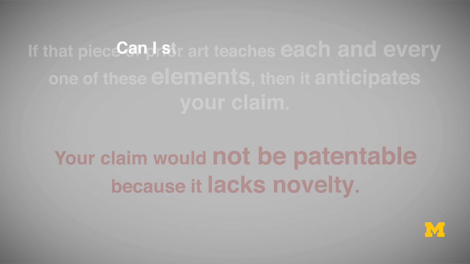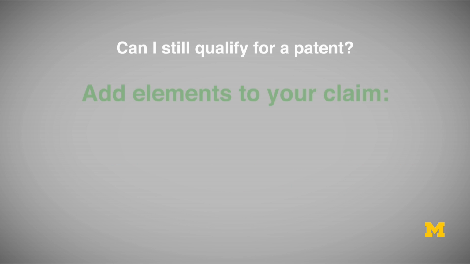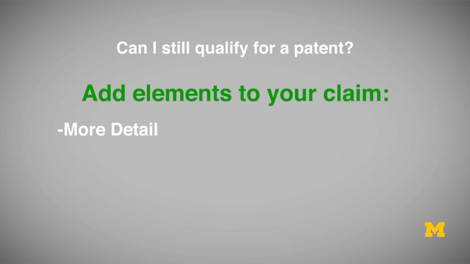What could you do? Well, you can add elements to your claim. Perhaps you can add more detail to these existing elements, or you can further describe your invention. By adding elements to your claim, you're making it easier to avoid the prior art, easier to convince the patent office that your invention in fact is new.